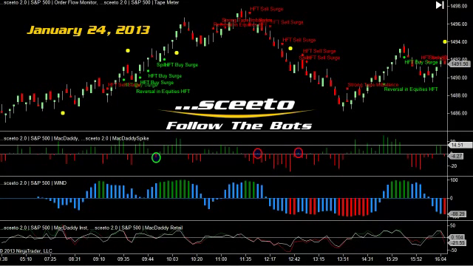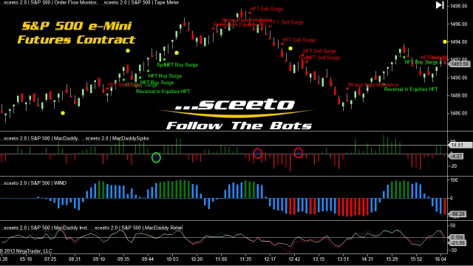Today is Thursday, January 24th, and you're looking at a 4-tick range bar chart in the forward E-mini S&P 500 futures contract. After yesterday's doldrums, volatility picked up quite nicely today. We're going to show you some setups that we've been highlighting for the last couple of weeks, the same setups you've seen before and you'll see again in the future.